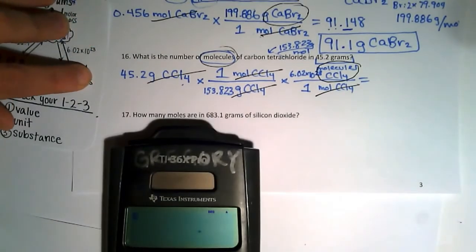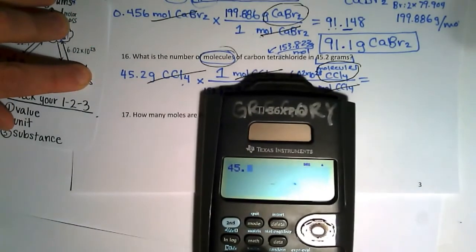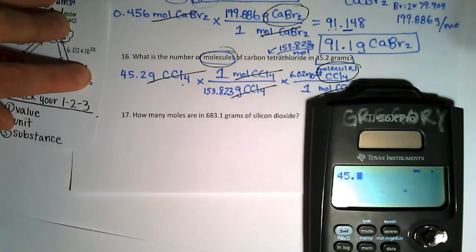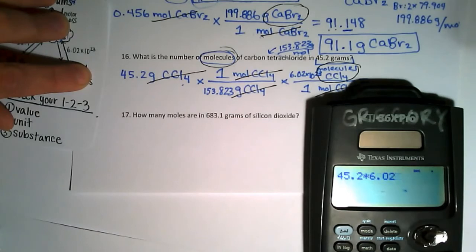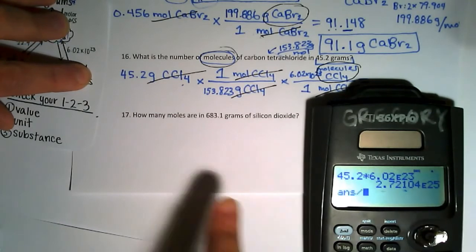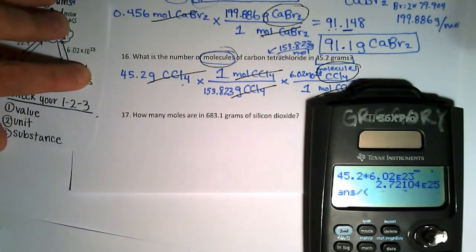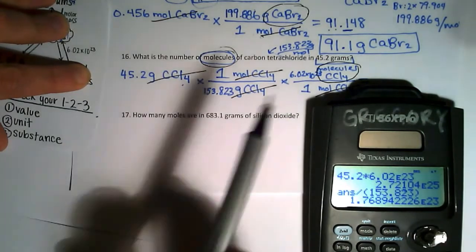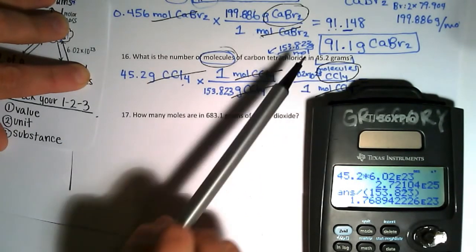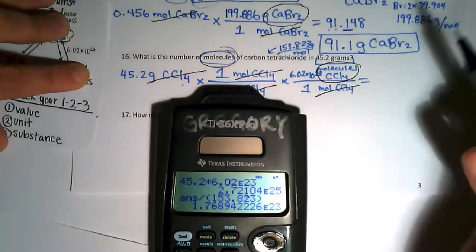So we need to do 45.2 times 6.02 e to the 23rd. All of our stuff on top. And we divide by the things in the denominator. So divided by 153.823. Close parentheses, hit enter. So that's 1.76 e to the 23rd. And that big number does make sense because we're looking for a number of molecules. So it's going to be a whole lot of molecules.